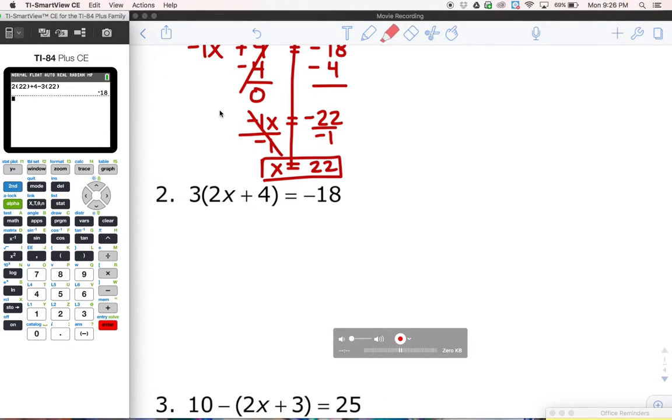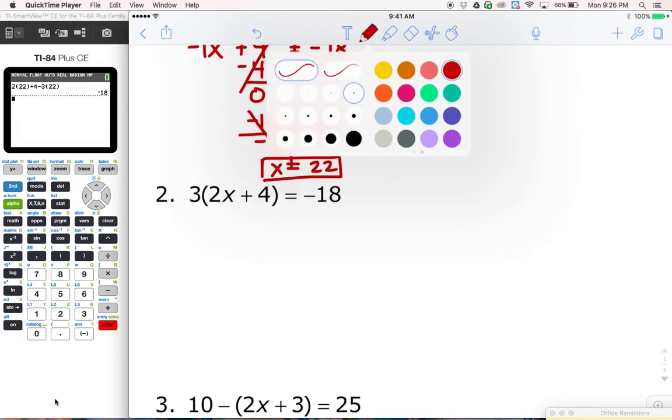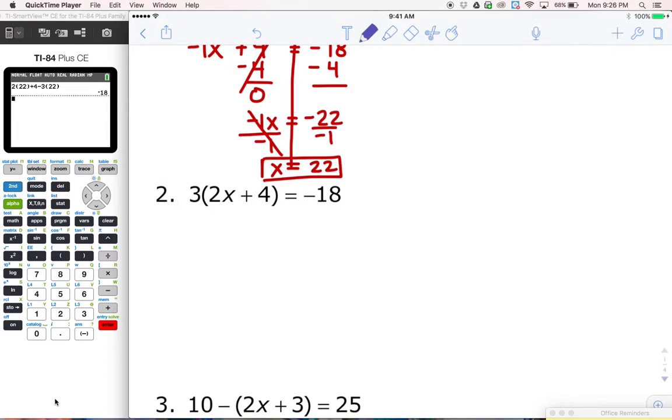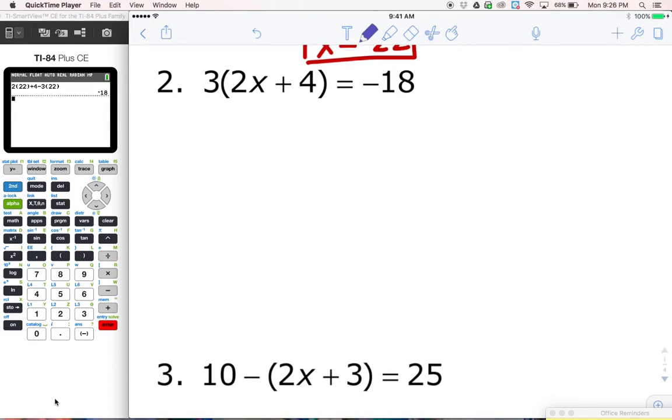Problem number 2. All right. In this problem, again, there's technically a couple different things we could do. I'm going to get rid of the parentheses first because I think that's a good first step. So we're going to multiply both sides by 3. Sorry, not both sides by 3. We're going to distribute the 3. So 3 times 2x is 6x, and 3 times 4 is a positive 12. And I still just have negative 18.